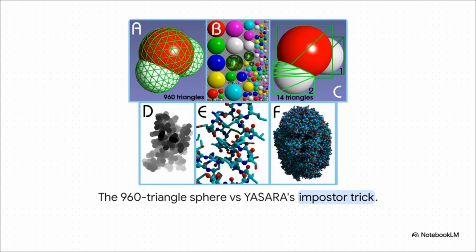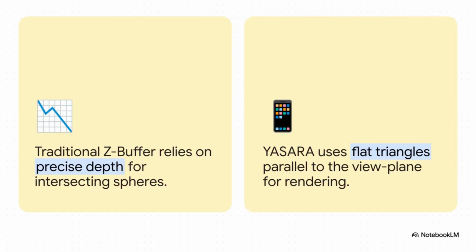On the left, traditional methods need about 960 individual, tiny triangles to make one atom look like a convincing, round sphere. Multiply that by 1 million atoms, and your computer is instantly going to crash. But look at the right side. YASARA just drops that heavy 960 triangle sphere and uses this brilliant 14-triangle imposter trick. It creates the perfect illusion of a 3D sphere using flat geometry. This is exactly what makes it possible to view millions of atoms interactively, even if you're just using a standard smartphone.